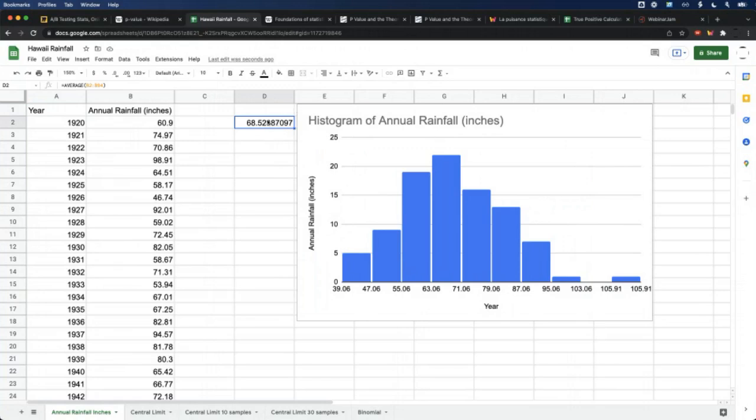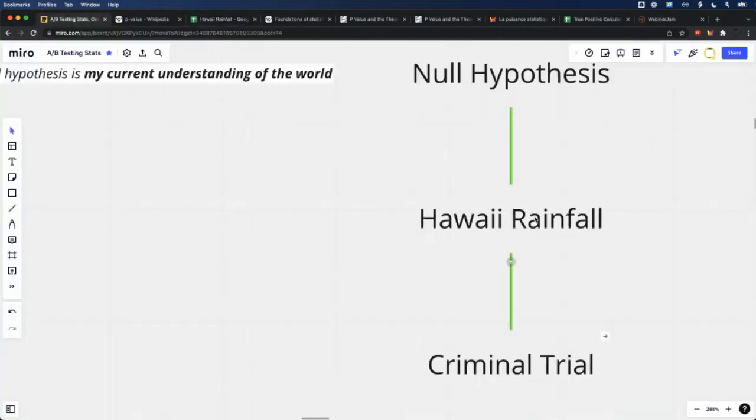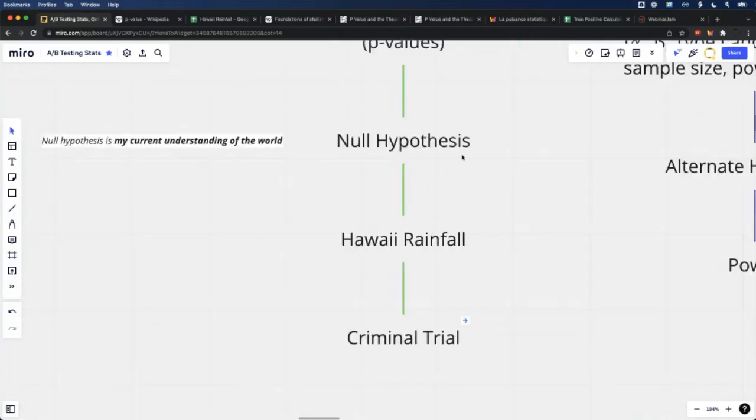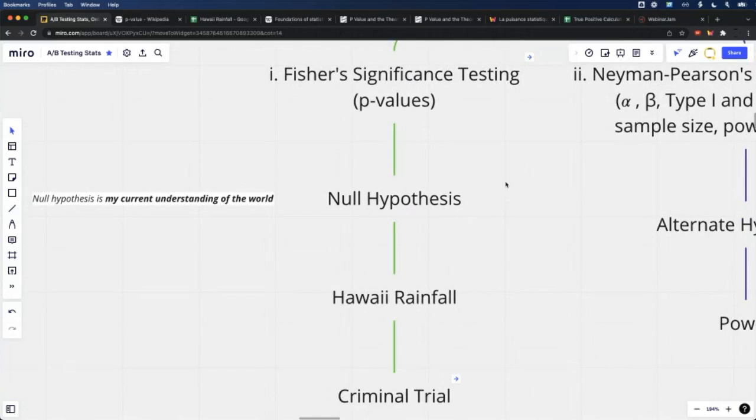So that is what the null hypothesis and Fisher's p-value means. Going back here, one thing that I want to again emphasize is Fisher only proposed the null hypothesis. Fisher did not say anything about an alternate hypothesis. So the p-values only work for rejecting the null hypothesis. That's it. Nothing further than that.